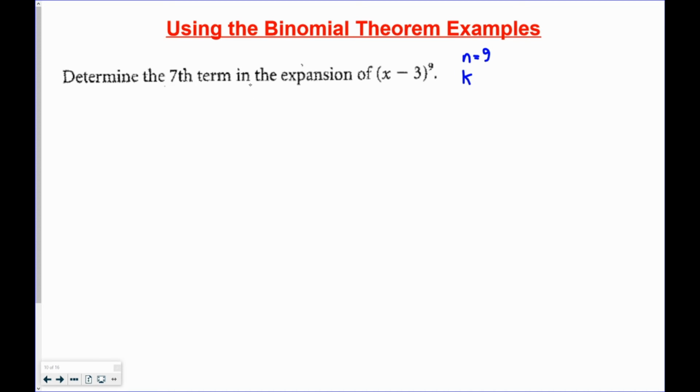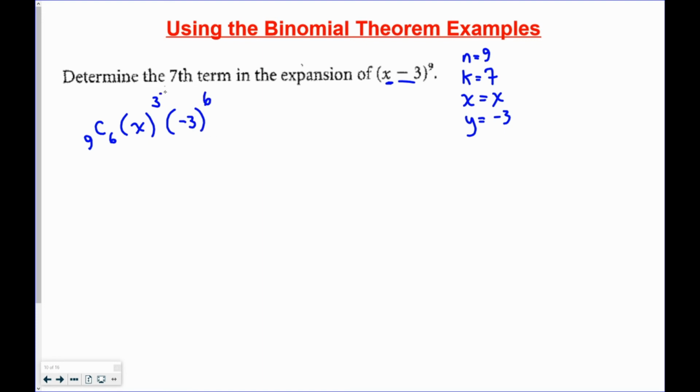K is whatever term you're looking for, so 7. My x value is x, so that's great. My y value is -3. So, to find term 7, I'm going to go 9C(k minus 1), so 6. Take the first term, x, raise it to the power of n minus k minus 1, so in this case 3. Take the next term, the y term, and it's raised to the power of k minus 1, so 6.